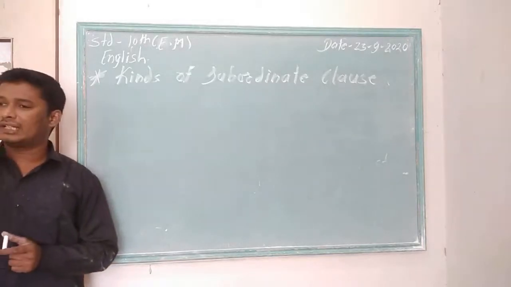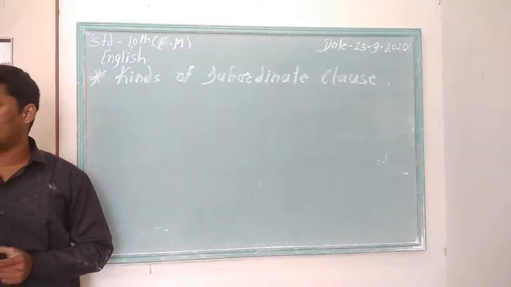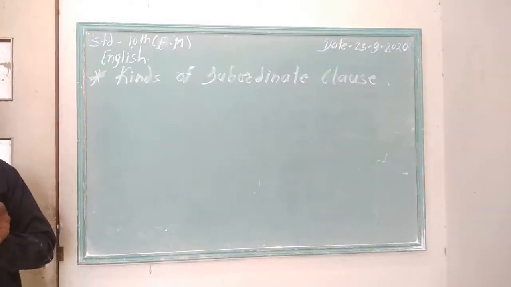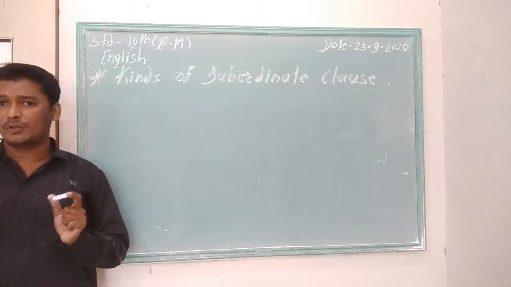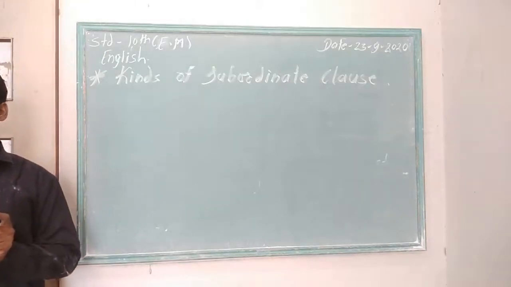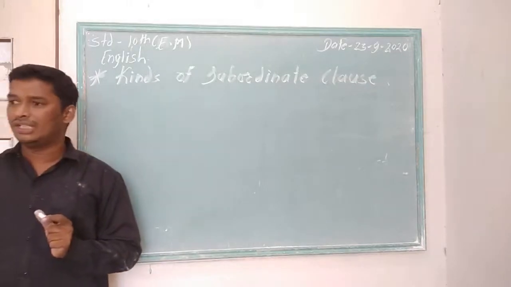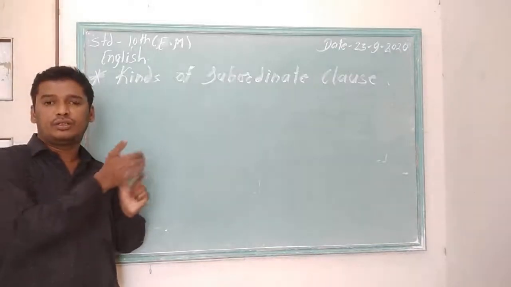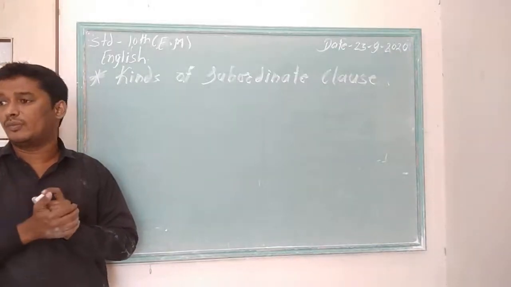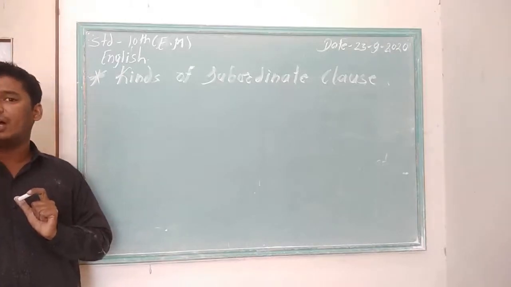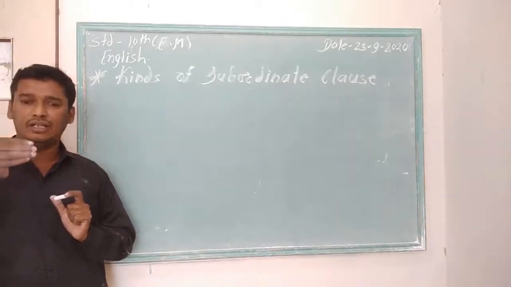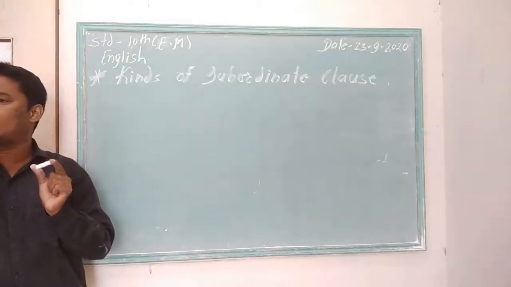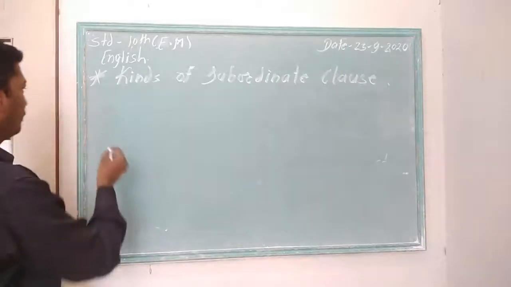Now pay attention here. There are a total of 3 kinds of subordinate clause: noun subordinate clause, adjective subordinate clause and adverb subordinate clause. We have learned parts of speech: noun, pronoun, adjective, verb, adverb, preposition, conjunction, interjection. Like parts of speech, we have to learn 3 kinds of subordinate clause. First is noun subordinate clause. Let's learn how to decide whether the given subordinate clause is a noun clause or not.